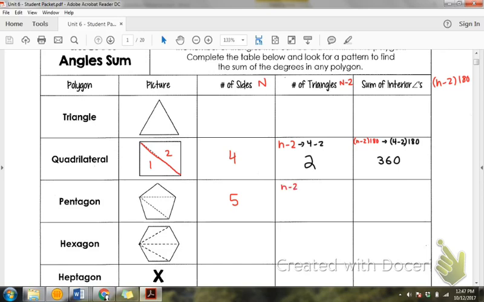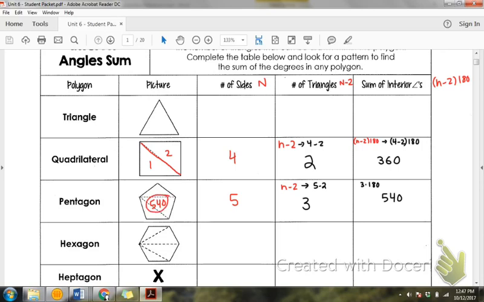So that means I have 5 minus 2, which gives me 3 triangles inside this thing. And then if I wanted to figure out how much they all add up to be inside of here, what would I do? 3 times 180, right? You all have calculators? Figure that out. 3 times 180. 540. That means inside any pentagon, all the angles add up to be 540 degrees.